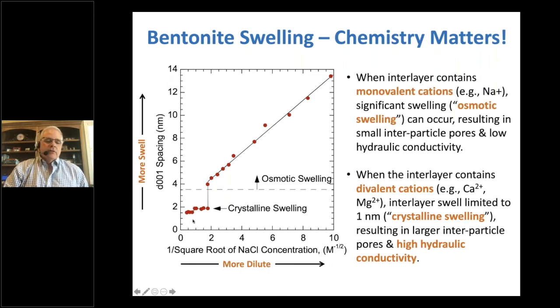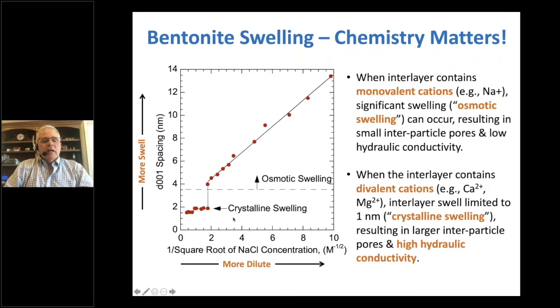right? So you can see here that as we go from very concentrated, we get very little swell, over to very dilute, where we get a whole lot of swell. Again, concentrated, no swelling, dilute, a lot of swelling. And of course, the swelling is what we want to achieve low hydraulic conductivity.